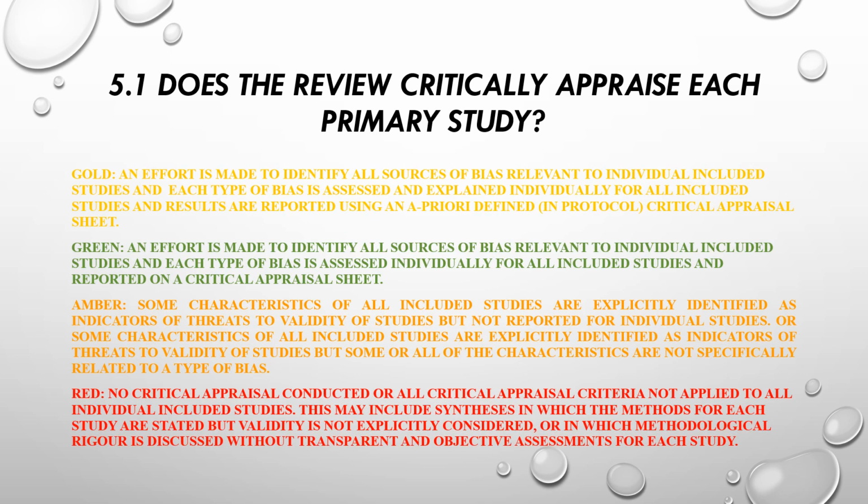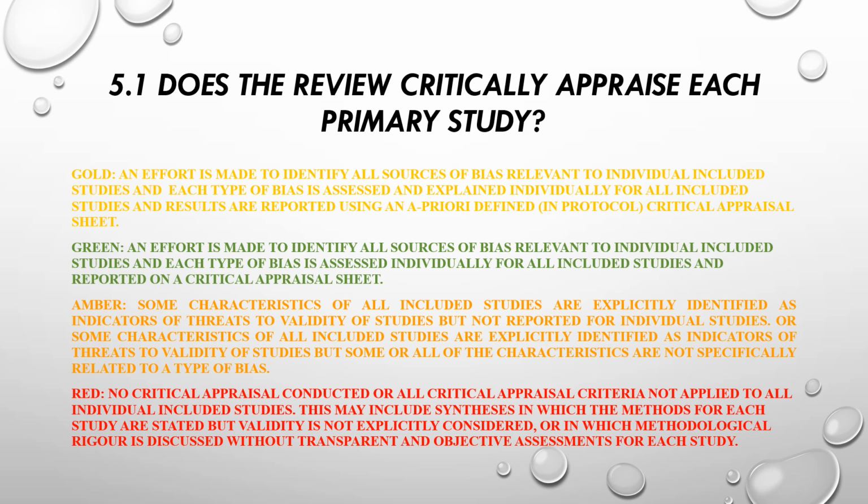So for 5.1, gold is awarded when an effort is made to identify all sources of bias relevant to individual included studies, and each type of bias is assessed and explained individually for all of those included studies. And a predetermined critical appraisal method or published tool is used, i.e. it was described and provided in a protocol. Green is awarded for the same characteristics as gold, but the critical appraisal method was not predetermined in a protocol.